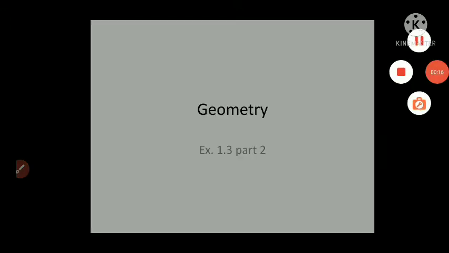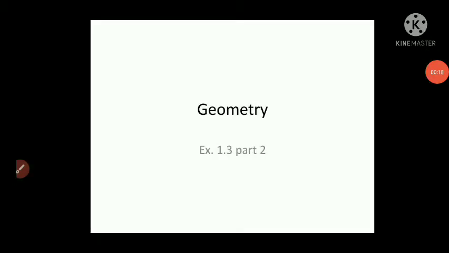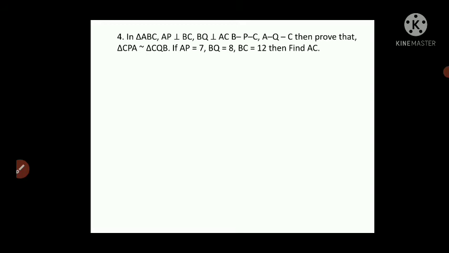Yeah, students, we had completed 1.3 question number 1, 2, 3 in the first part, and now this is question number 4, 5, 6 in the second part, that is 1.3 exercise part 2. So now we'll begin with question number 4. Question number 4 is, see, in triangle ABC, you can see the diagram.